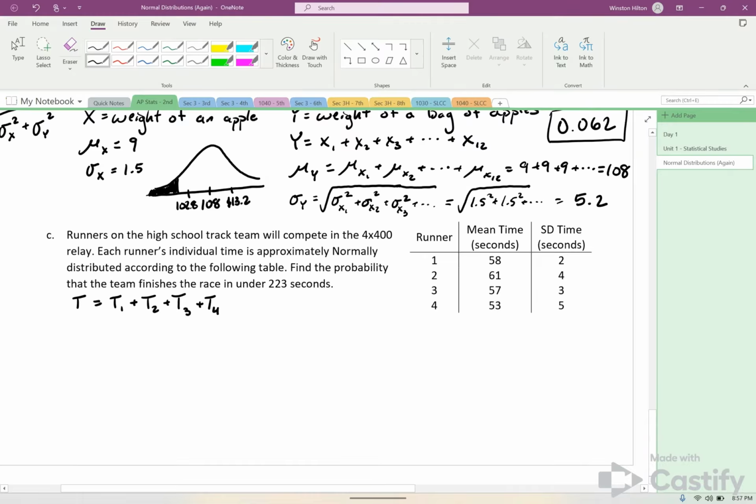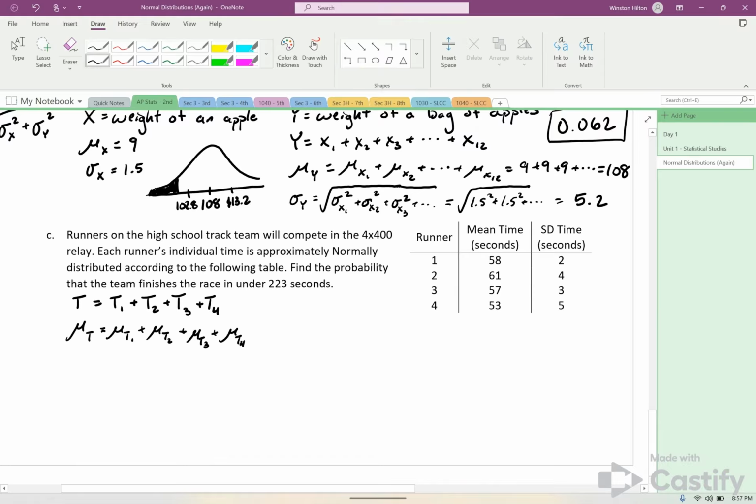Okay. Now the average total time for this relay is going to be the average for runner 1 plus the average for runner 2 plus the average for runner 3 plus the average for runner 4.